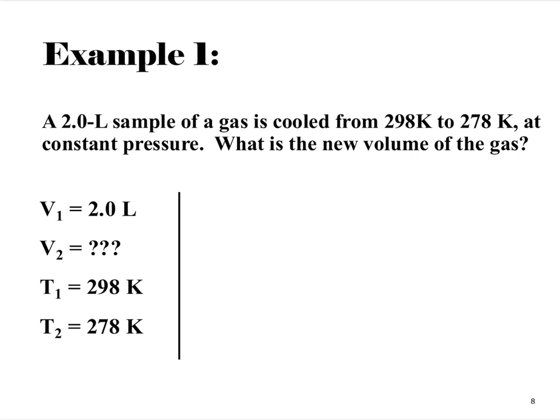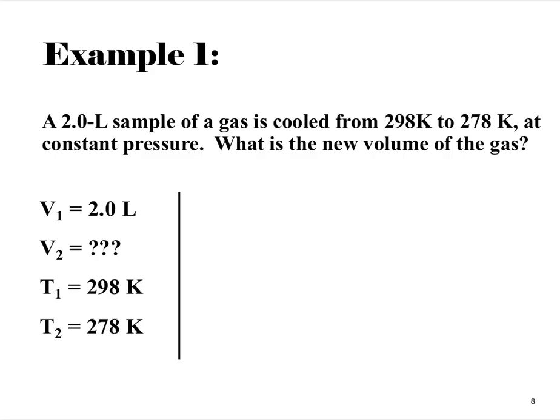Okay, all right, so let's look at an example of this. If you have a 2-liter sample of gas that's cooled from 298 Kelvin to 278 Kelvin at constant pressure, so we're keeping the pressure of the system the same, like we're just working at sea level at atmospheric pressure, what is the new volume of the gas? We know that we're cooling the sample. If we're cooling it, what happens to the temperature? Does it go up or down? Goes down, right? And if the temperature goes down, what do you expect to happen to the volume if they're directly related to each other? It should also go down. They should both go down together. So intuitively, that's what I should expect to happen. Let's see if that's what happens when we represent this algebraically.